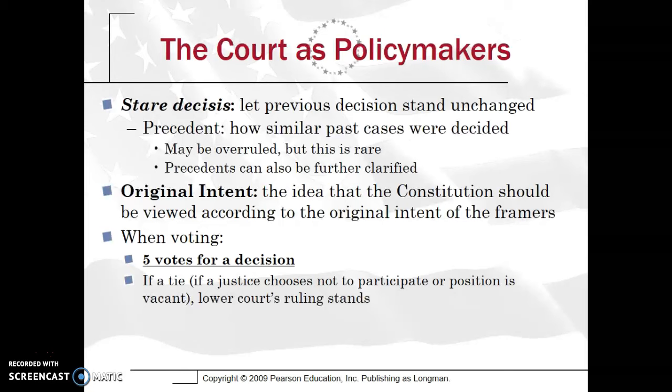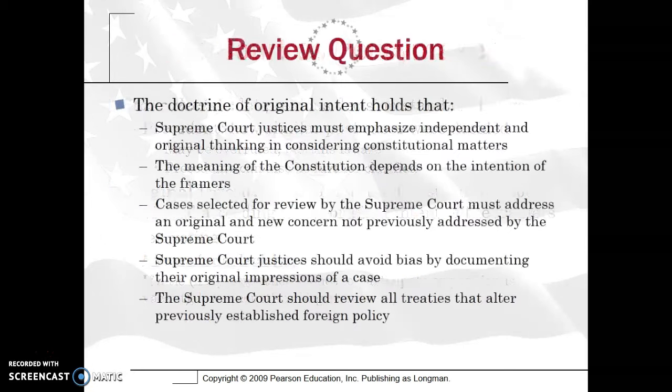Ultimately, when voting, you need a minimum of 5 votes for a decision. If you have only 8 justices because the vacancy has not been filled yet, and you get a 4-4 tie, then you do not have a majority, and the ruling of the lower court, which would be in the Court of Appeals most likely, or the state Supreme Court, would basically stand. So the lower court's ruling would stand.